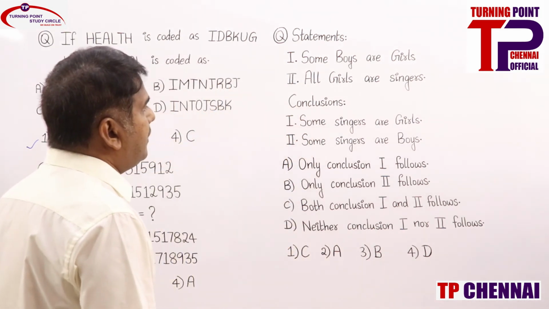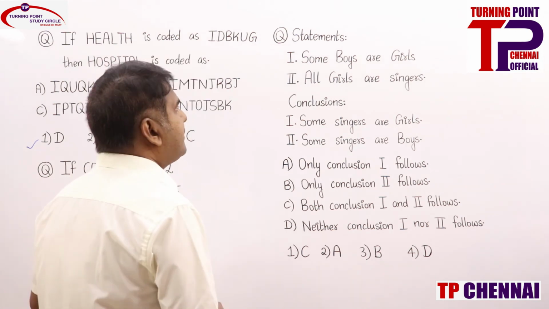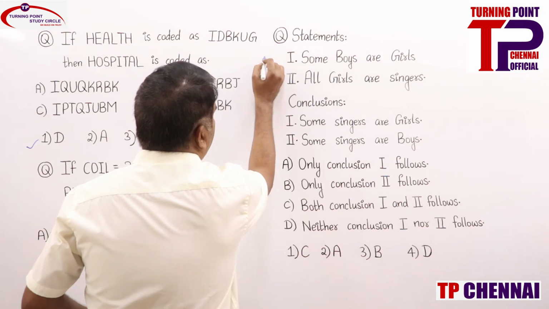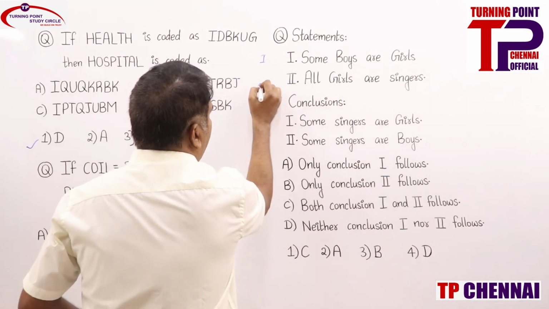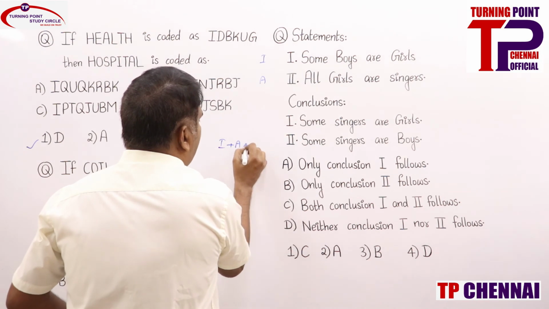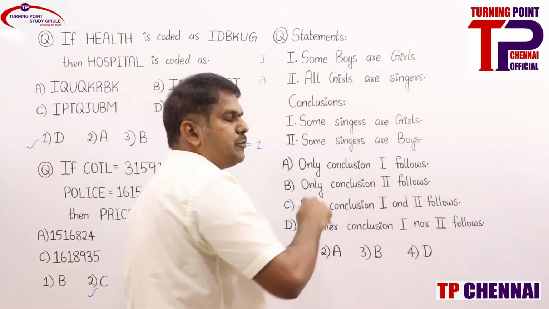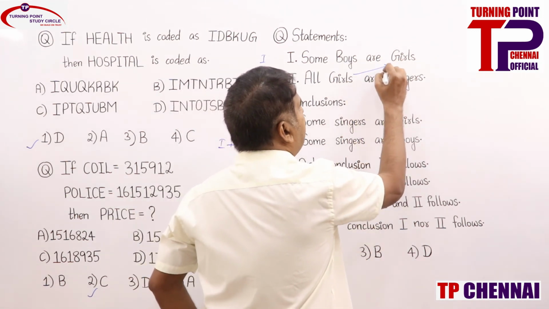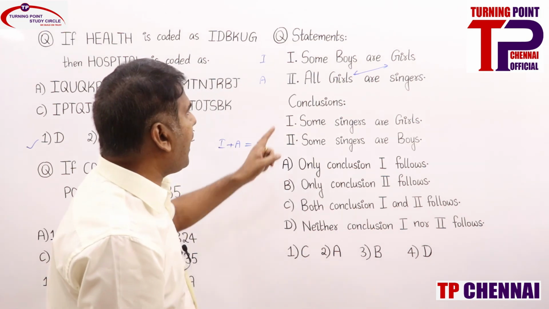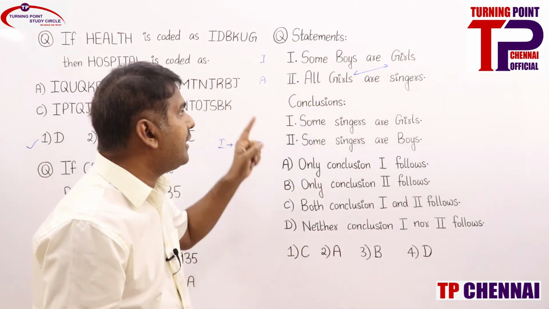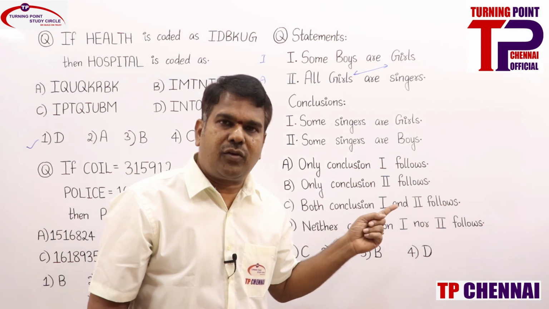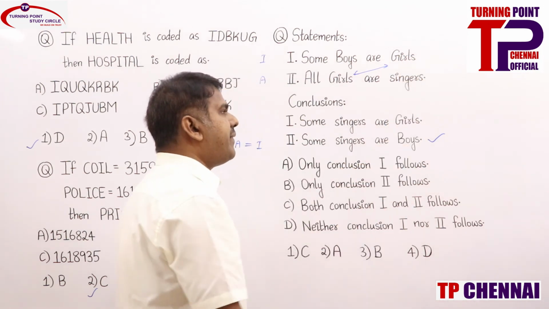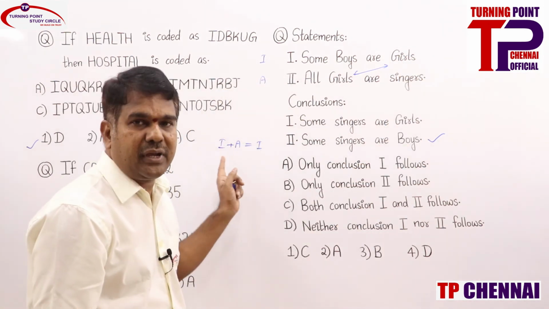Clear? So here, what is being given? Statements: Some boys are girls, all girls are singers. The first one is an I statement, starting with 'some'. The second one is an A statement. What is I plus A? I. It is properly aligned, with a common term: the predicate of the first statement is the subject of the second statement. So I plus A is I. I means you will get: some boys are singers. Some boys are singers can again be converted into some singers are boys. Is it there? Yes. This comes from the rule, I plus A is I, which can be converted into I.